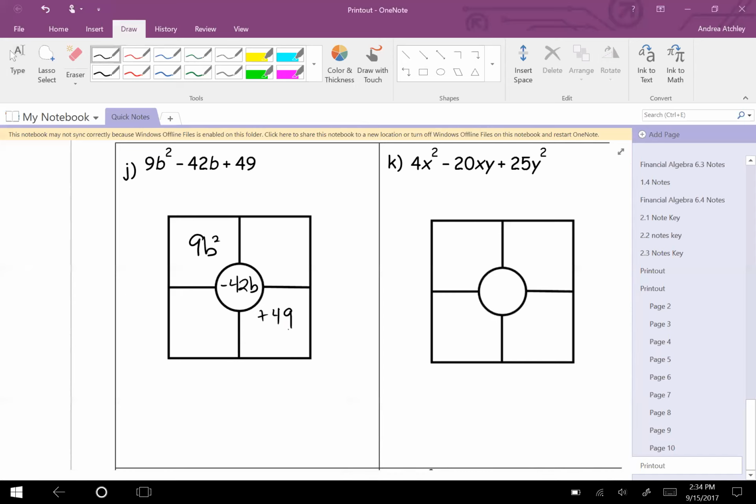Okay, Hibba, what multiplies to the 9b squared? 3b and 3b. Good. Alyssa, what multiplies to 49? 7 times 7. Then we're going to check that. The 7 times the 3 is 21b. The 3 times the 7 is 21b.